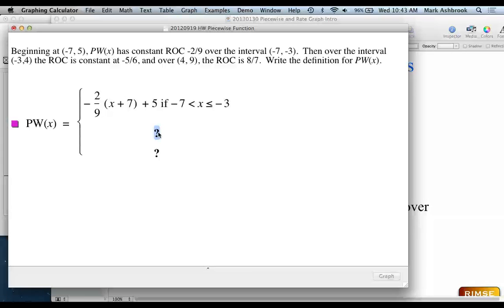Okay, so going on from here. In our next piece, what's the constant rate of change? -5.6 times the change in x, which is? What's the change in x on this one? Nope, not x plus 7 and not x plus 4. x plus 3, Jonathan, because that's where it's starting again. Yeah, so it helps to have a picture.